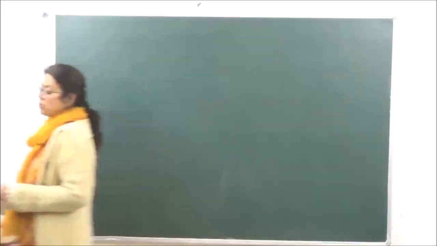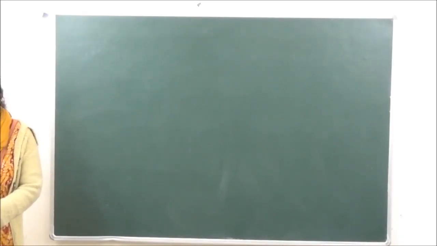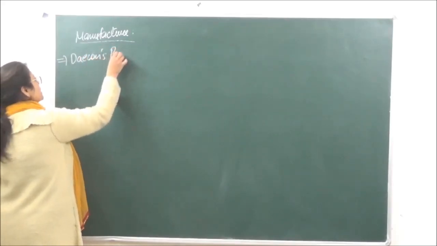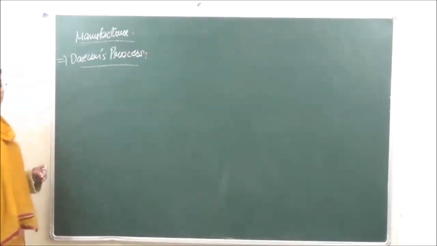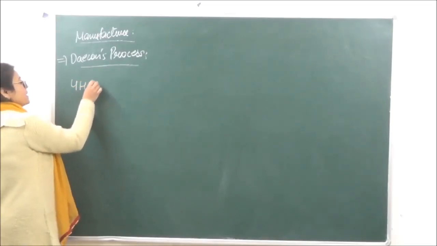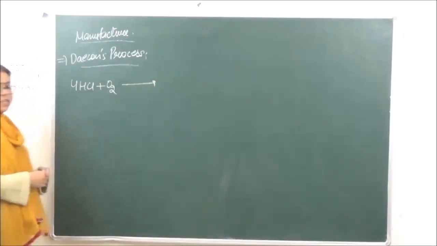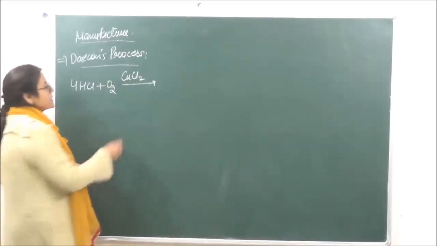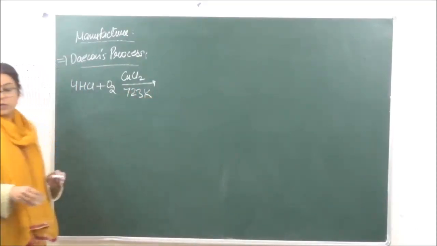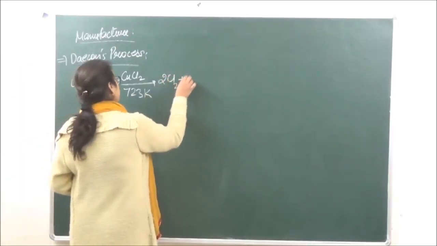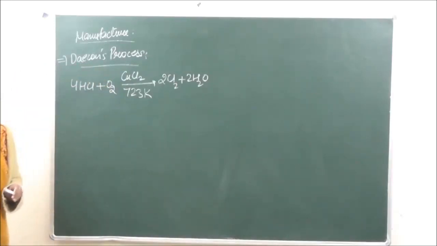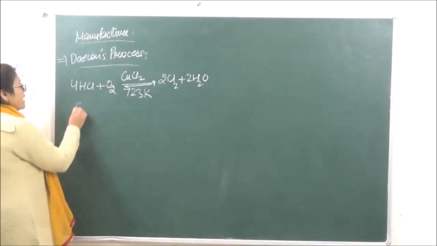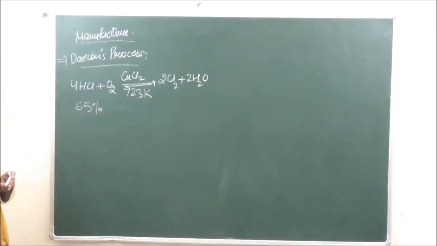The manufacture of chlorine is done by Deacon's process. In Deacon's process, we oxidize HCl with oxygen in the presence of a catalyst, CuCl2. The reaction takes place at a temperature of 723 Kelvin to give us chlorine and 2H2O. Okay? The reaction is reversible, and therefore it results in only 65% conversion. So only 65% of HCl is converted to Cl2.